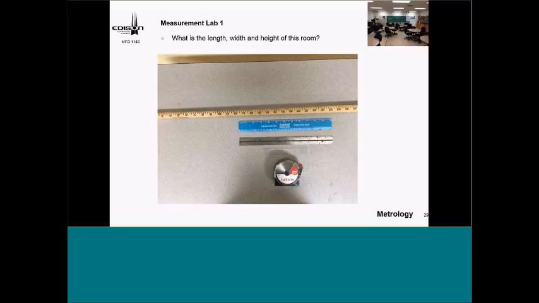Then someone will pick the tape measure, and next somebody will pick the yardstick, and then I think I actually have another 18-inch that I use also. But I'll use different measuring instruments, and again, what they are going to do is measure the room.